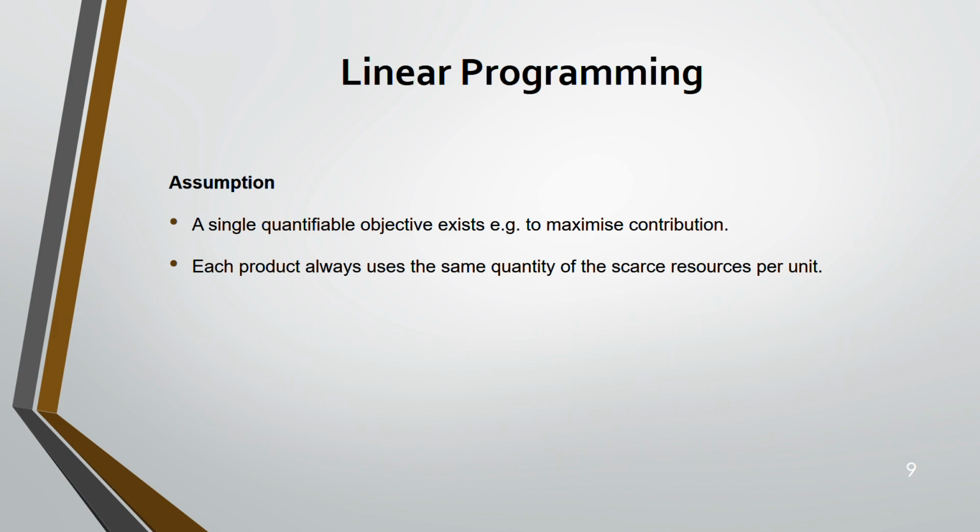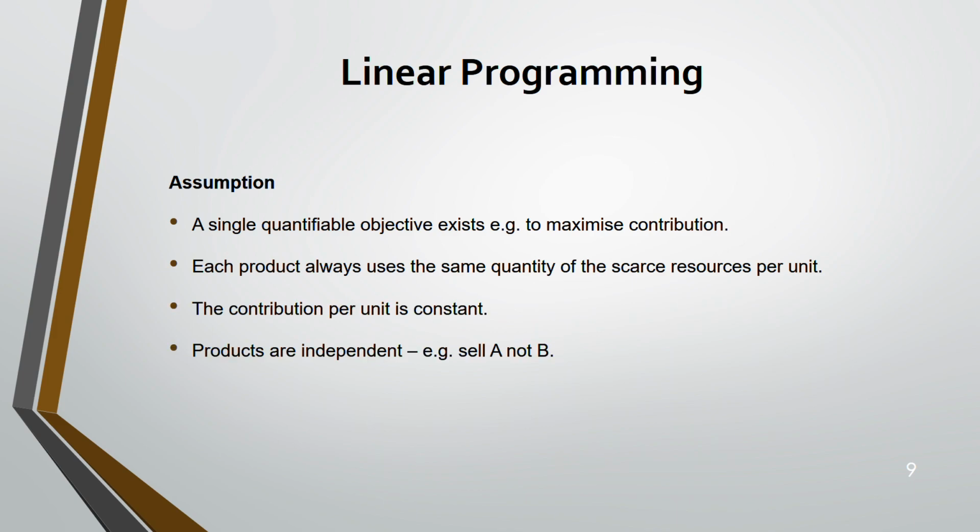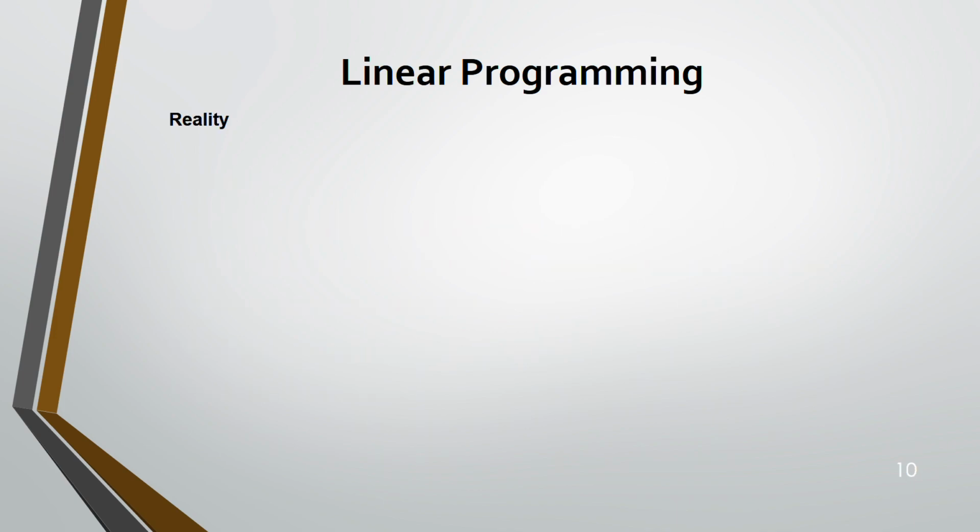Is it possible? No, not in reality. Contribution per unit is constant. It never is. Products are independent. You sell A, not B. But what if you want to sell both the products? Right? We assume that we are only selling one product and not the other. The scenario is short term. Now come to the reality. Reality is the total opposite of the assumptions. Multiple objectives could be there. Your objective might also be to take care of risk and return. Also, learning effect.